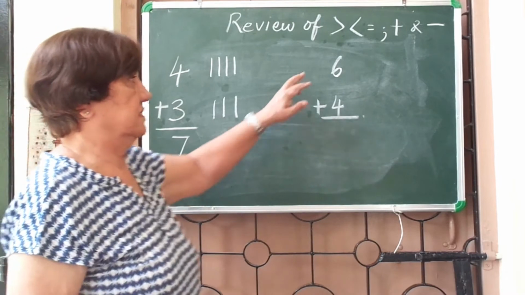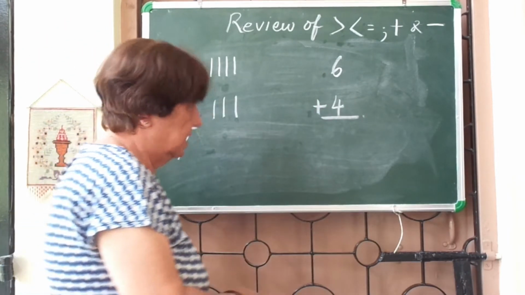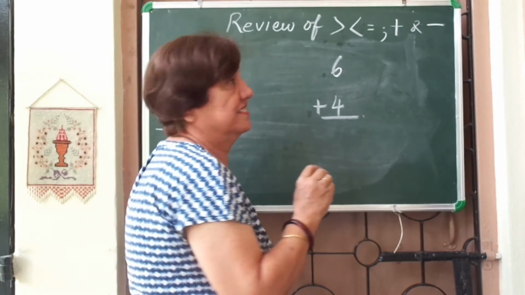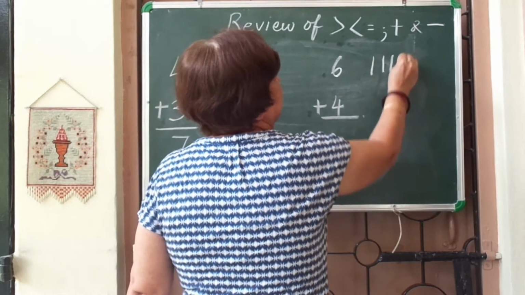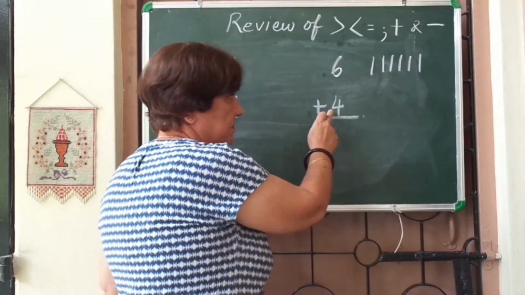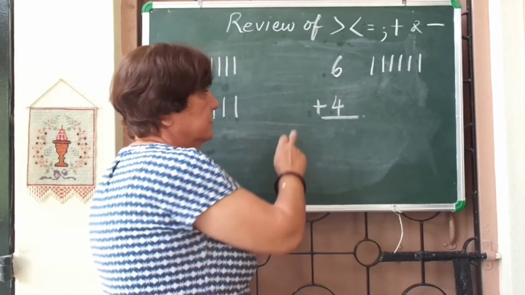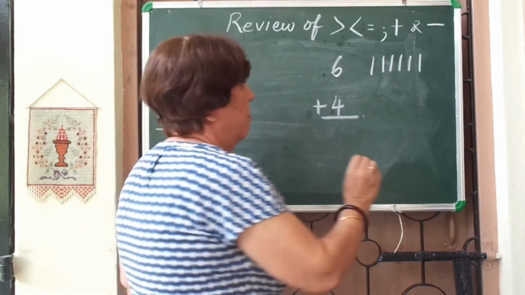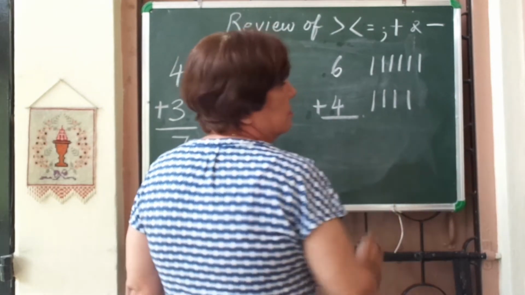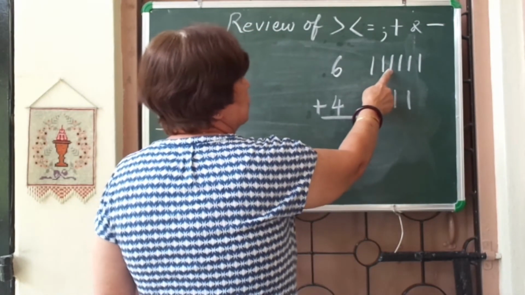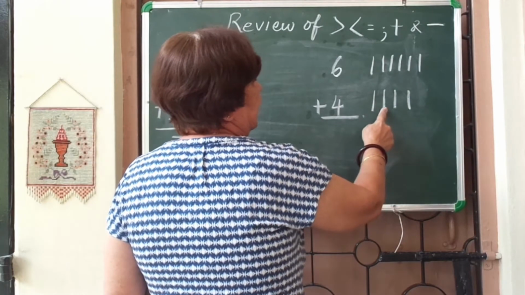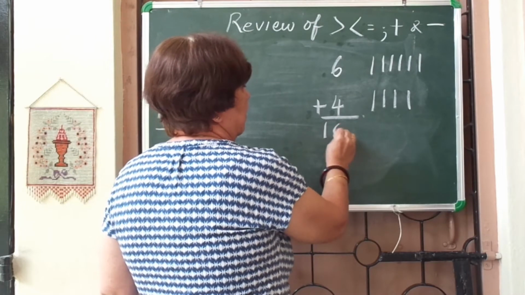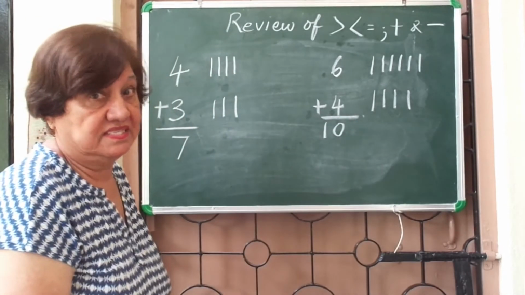Now let's look at this. What number is this? 6. So how many lines will I draw here? How many lines? 6. So 1, 2, 3, 4, 5, 6. What number is this? 4. What sign is this? Plus. How many lines will I draw? 4. 1, 2, 3, 4. So let's count. 1, 2, 3, 4, 5, 6, 7, 8, 9, 10. Where will I write 10? I'll write it under 4. Okay? So we've revised addition.